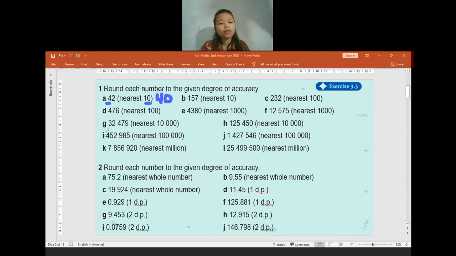No, right? Okay. For question B, if I round off to the nearest 10, what number will it be? 160. Okay, 160, correct. For question C, how many will it be? You can directly unmute yourself and tell me. It's okay. 200. 200, to the nearest 100, yes, correct, 200.